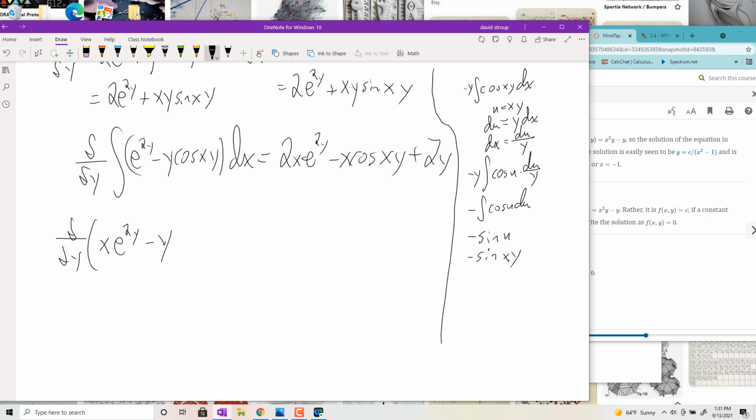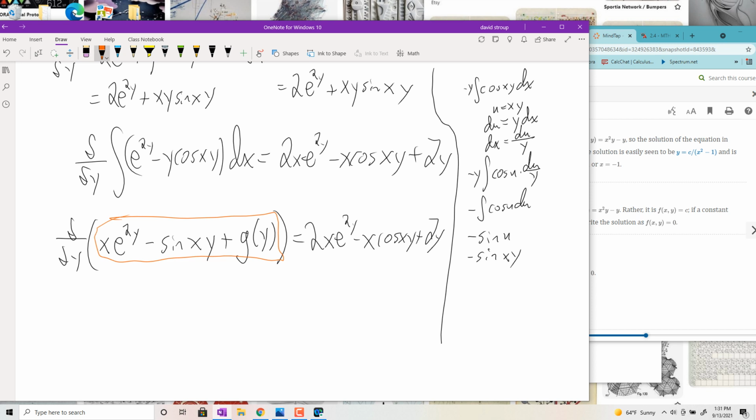And no, I didn't lose my y in front. Yeah, the negative is correct. So minus sine of xy, plus the unknown part, this g of y thing. And then that'll equal 2x e to the 2y minus x cosine of xy plus 2y. Okay, so again, this is your solution. We just need to figure out what g of y is.